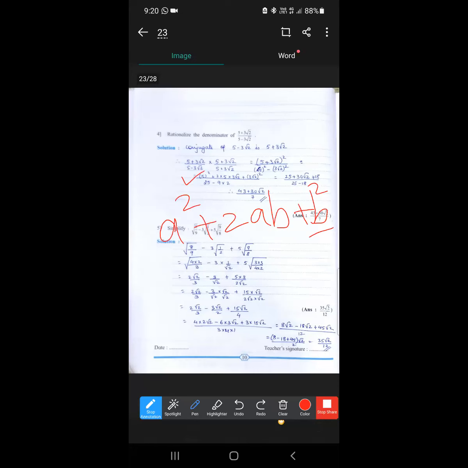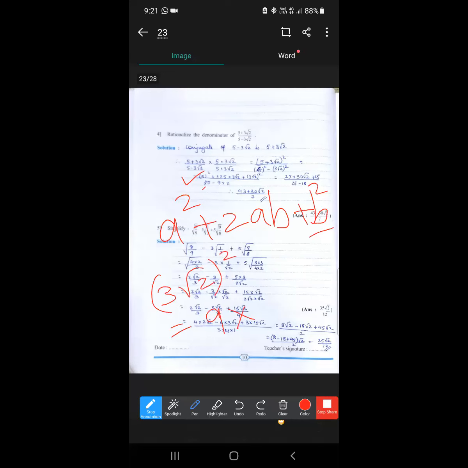It is a simple formula, that is of a plus b the whole square, that is a square plus 2ab plus b square. And in the denominator, it is what? 5 the whole square, that is 25, minus 3 root 2 the whole square. Now here I will tell you the simplification. That means the square of 3 is what? 9, multiplied by root 2 square.